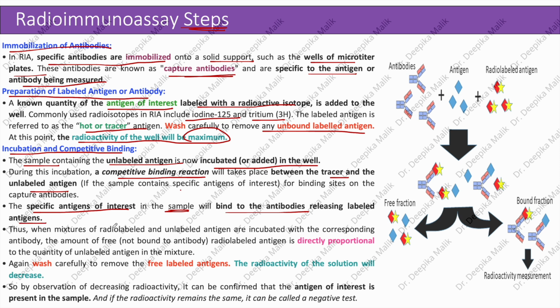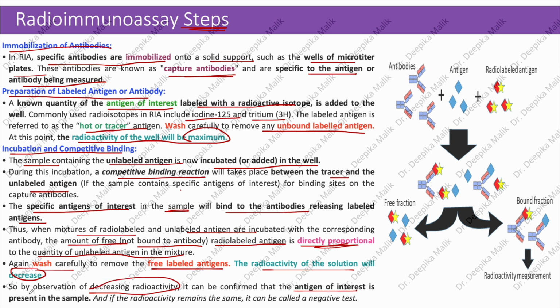Thus, when the mixture of radio-labeled and unlabeled antigens are incubated with the corresponding antibody, the amount of free radio-labeled antigen, which is not bound to the antibody, is directly proportional to the quantity of unlabeled antigen in the mixture. Again, wash carefully to remove the free labeled antigens. The radioactivity of the solution will decrease. So by observation of decreasing radioactivity, it can be confirmed that the antigen of interest is present in the sample. And if the radioactivity remains the same, it can be called a negative test.